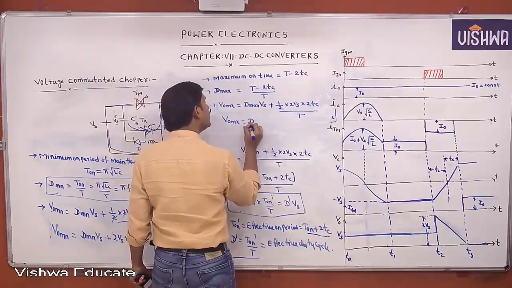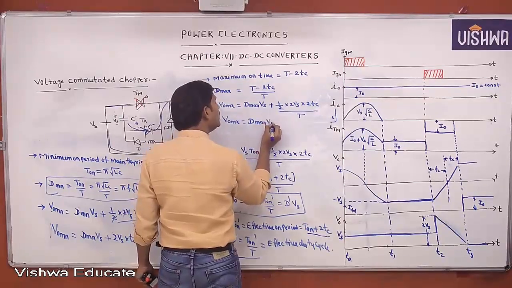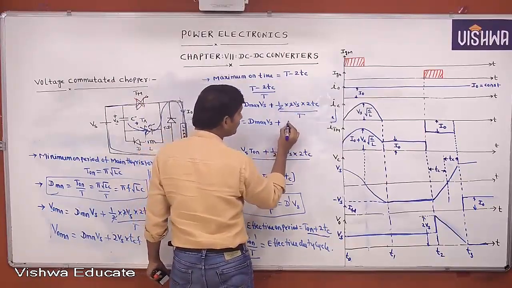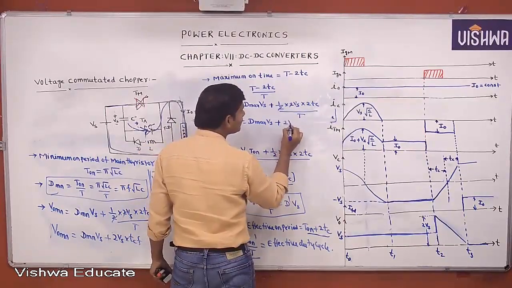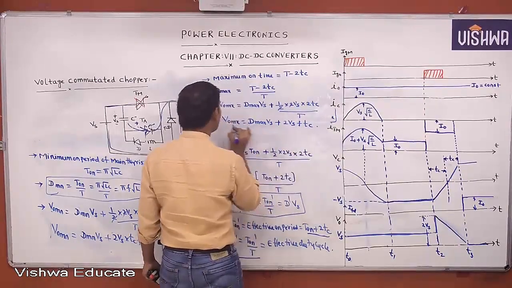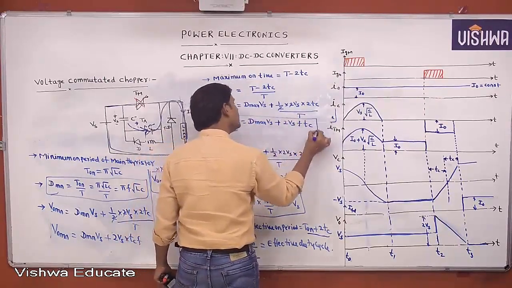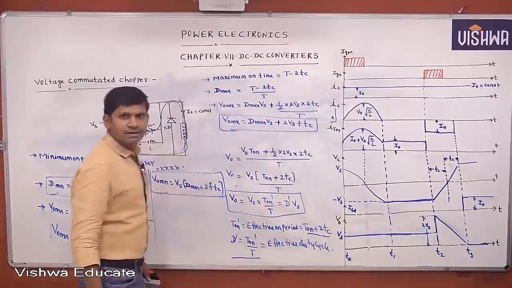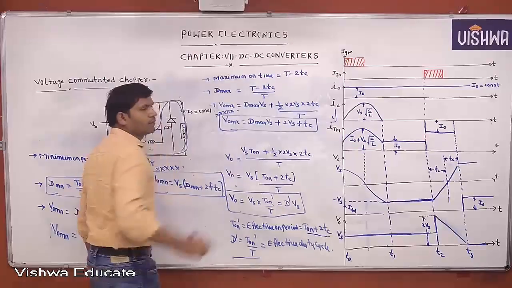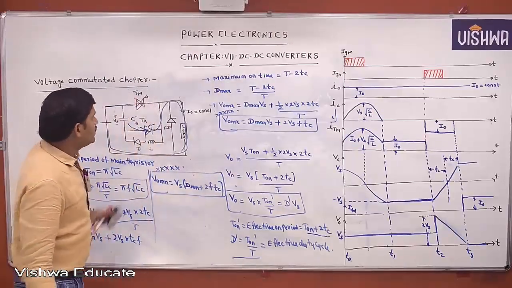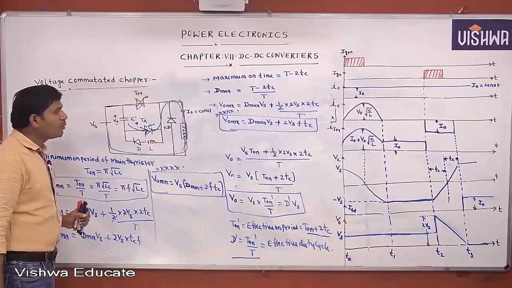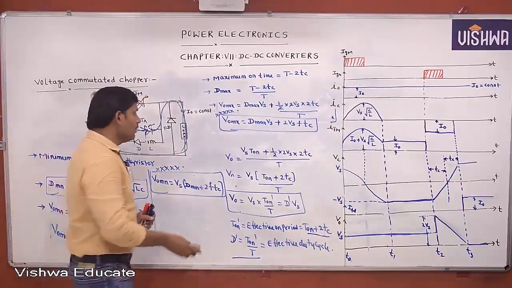V naught max equal to D maxima into Vs plus the 2 cancels. Then what we get is 2 Vs FTC. By simplifying this one, you can get V naught max. This is the maximum output voltage. Okay, this you know, quick, based on the analysis of voltage commutated chopper. Okay, that you concentrate.